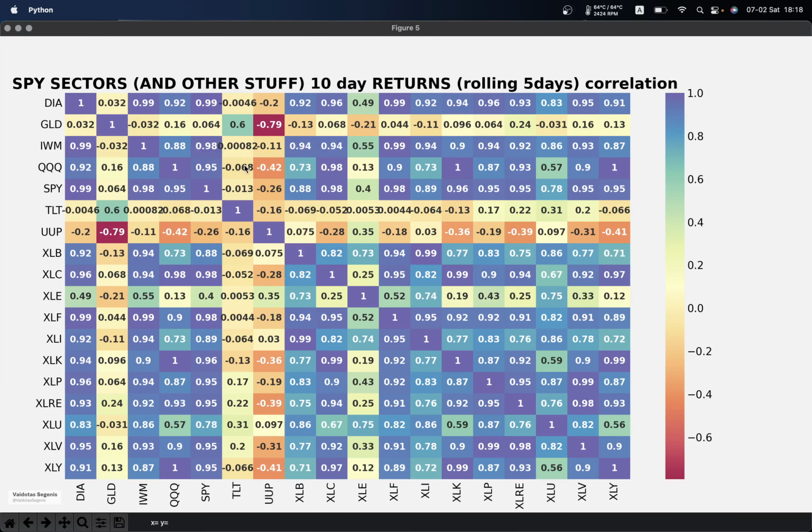Rolling 5-day correlations, same here, a bit higher. SPY TLT is slightly negative, but also basically no correlation here.